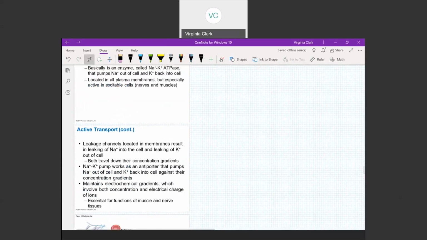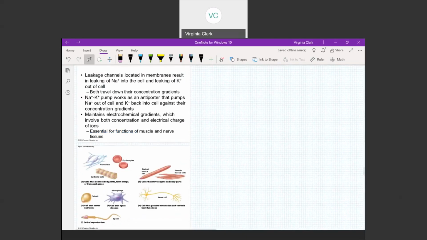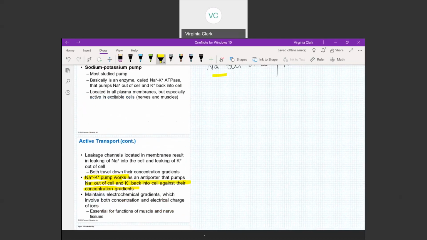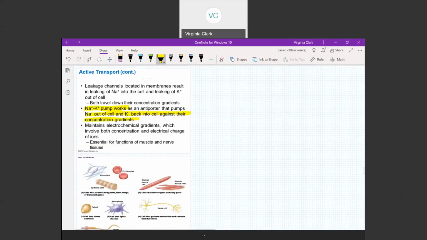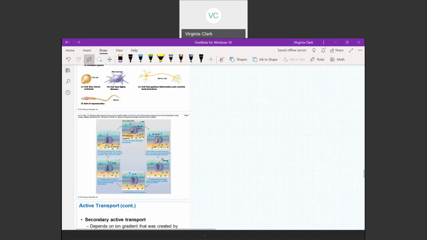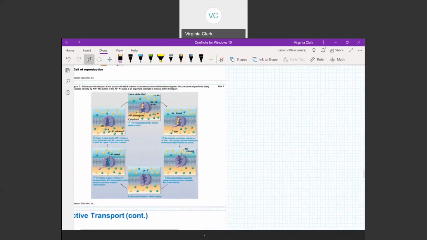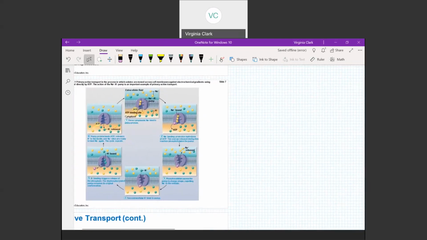So we're going to talk a lot about this. With active transport, it is acting as a sodium-potassium pump, and as it works, it's going to pump sodium out of the cell and potassium back into the cell against their concentration gradient. That is important. We're going to pump sodium out, like we said here, and pump potassium into the cell, but it is against their concentration gradient. How that actually works is shown in this lovely little image right here. So we're going to start with part 1.